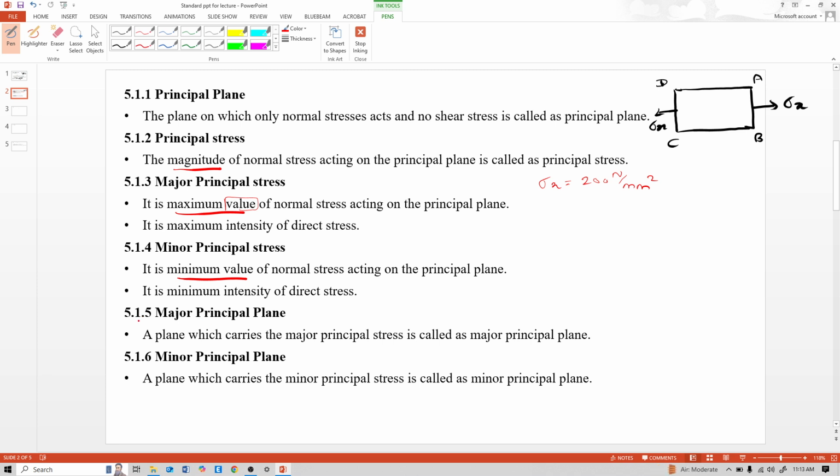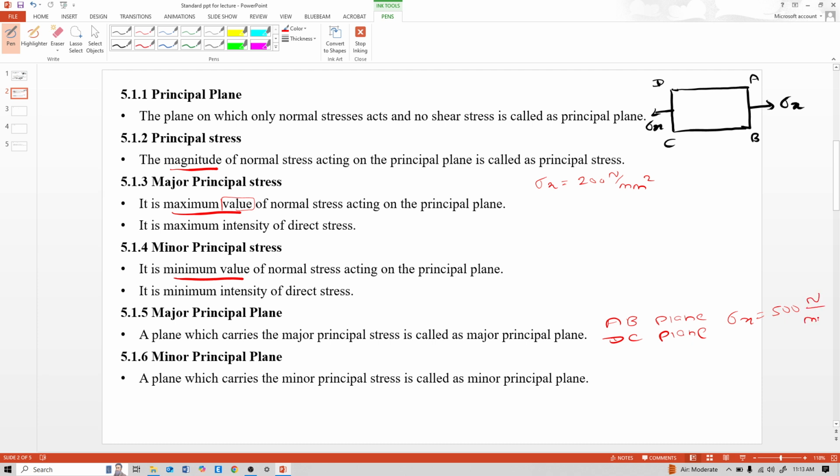Five point 1.5 bullet point is major principal plane. A plane which carries major principal stress is called a major principal plane. So this AB plane or DC plane carries major principal stress. That means it carries, like, 500 Newton per mm square principal stress.